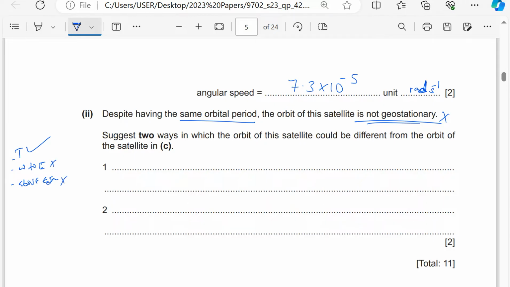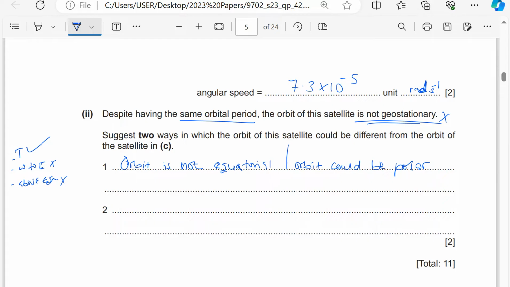The question is two ways in which the orbit of the satellite could be different from the orbit of the satellite in C. So we can say the orbit is not equatorial. That is, the orbit could be polar. Instead of it being just above the equator, it could be moving in the poles.